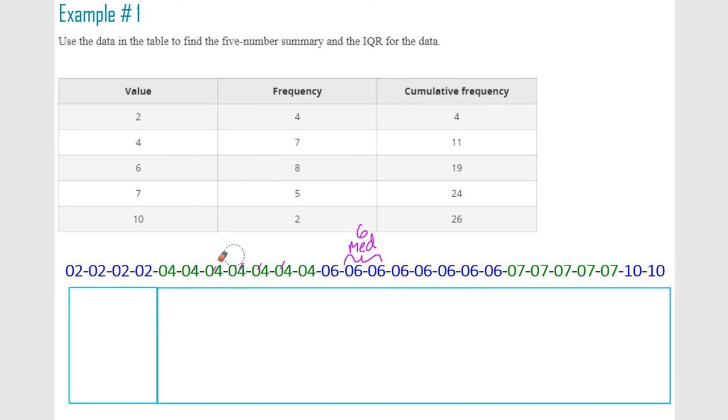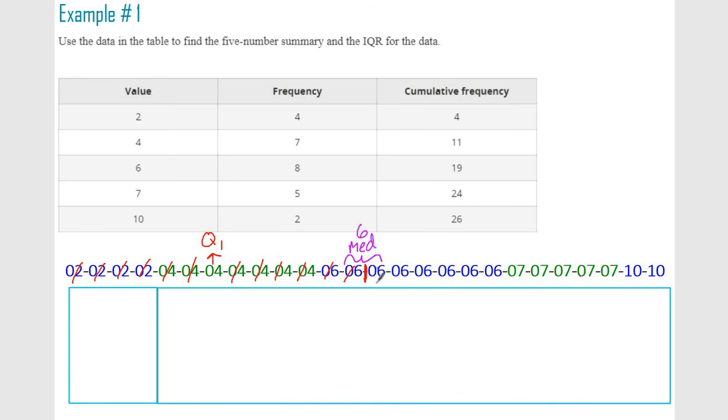So let's find the median of the left side. So now we include these 6s. So now we're splitting it in half. 1, 2, 3, 4, 5. 1, 2, 3, 4, 5. 1, 1. Here is the median of the left side. That would be called Q1.